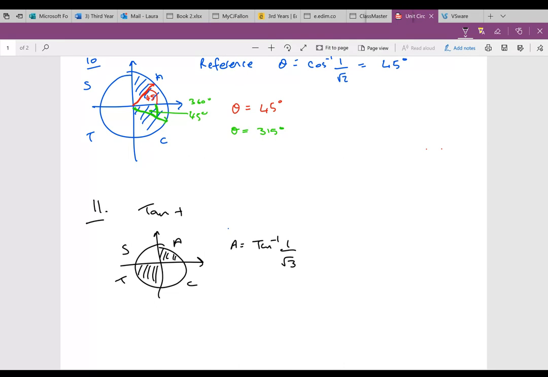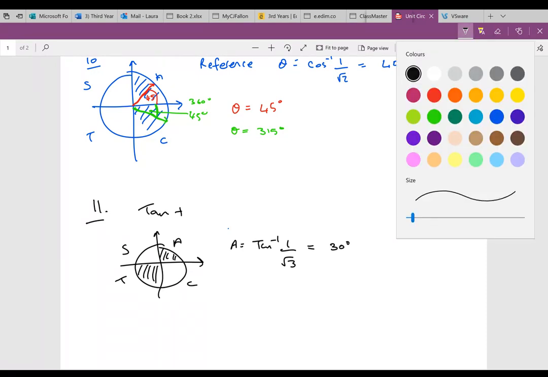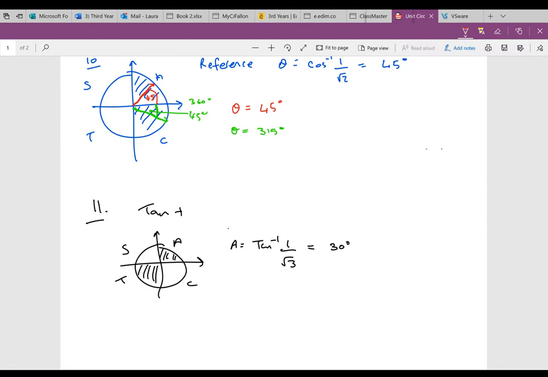So you can use tan inverse on your calculator, or you can simply look at the log tables. Either way, you will get that A is equal to 30 degrees. Now A equals 30 degrees, that is my reference angle. So it's a 30-degree reference angle here. So A is equal to 30 degrees because it's in the first quadrant. It's also a 30-degree reference angle here.